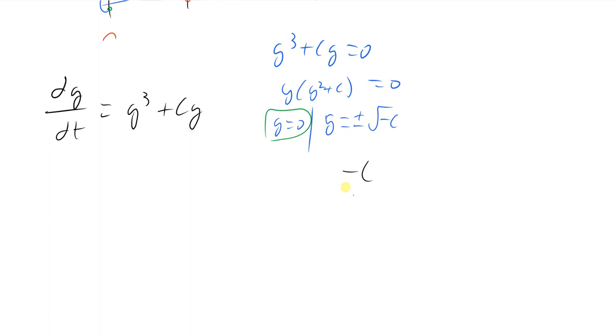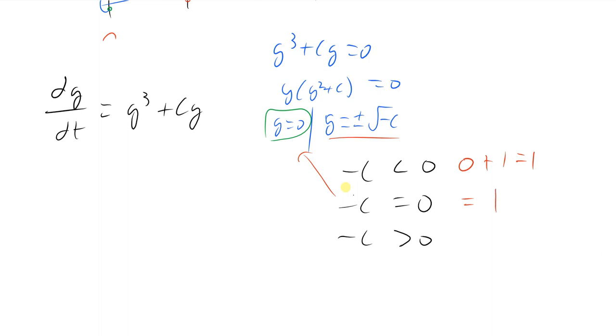Well, it depends on whether negative c is less than 0, equal to 0, or greater than 0. So these are the three different conditions, like critical points. If it's less than 0, so if this is a negative number, then there's going to be 0 for this, so plus 1. So we have one equilibrium point. If it's equal to 0, well, then it's still 0, right? That's the same condition, so that's not adding anything. So there's still only one equilibrium point. And then if it's greater than 0, then we have 2 points now, because we have the plus and the minus. So it's going to be 2 plus 1, the original one up here still. So we have 3. So we can either have 1 or 3 equilibria, depending on what the value of c is.